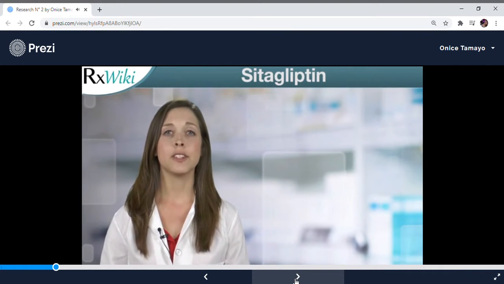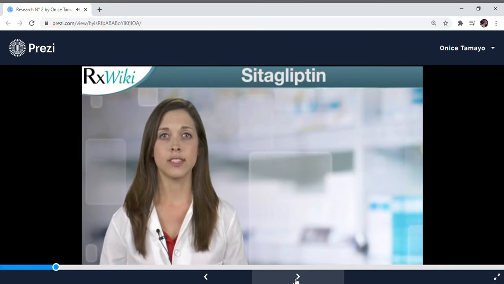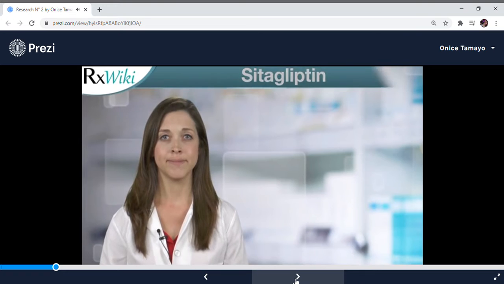For more information on this medication and all other medications, explore the RxWiki Encyclopedia on the web or on your mobile device.